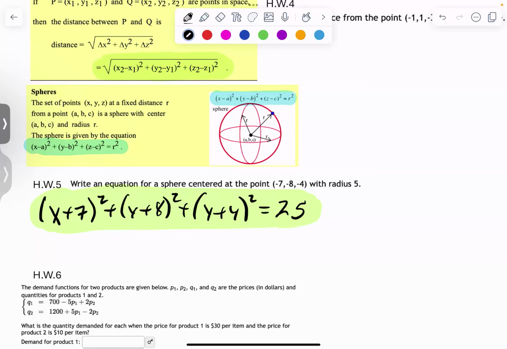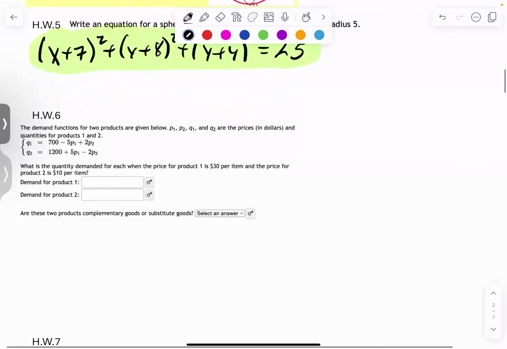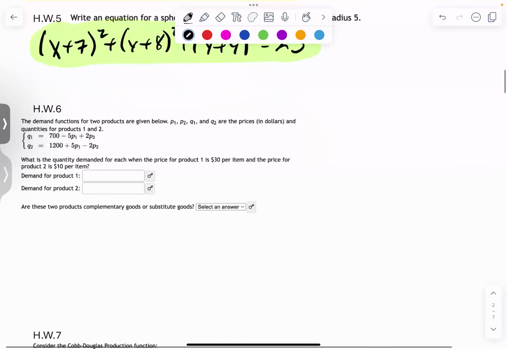All right, so we are now on to some business applications. The demand functions for 2 products are given below. And these are all in prices for dollars. So Q sub 1, our first demand function, is 700 minus 5 times P sub 1 plus 2 times P sub 2. Our second demand function, Q sub 2, is 1200 plus 5 P sub 1 minus 2 P sub 2. And what is the quantity demanded for each when the price for product 1 is 30 and product 2 is 10?